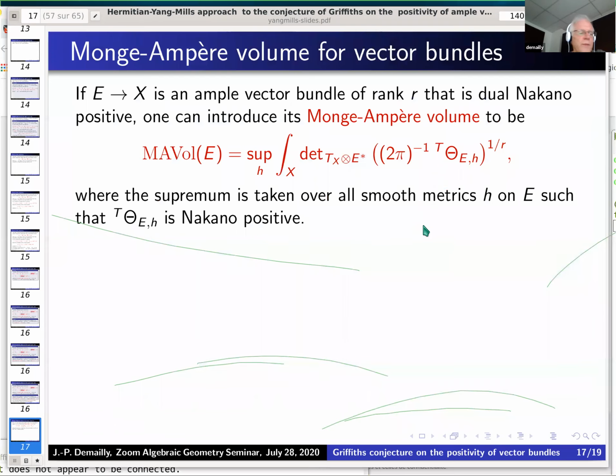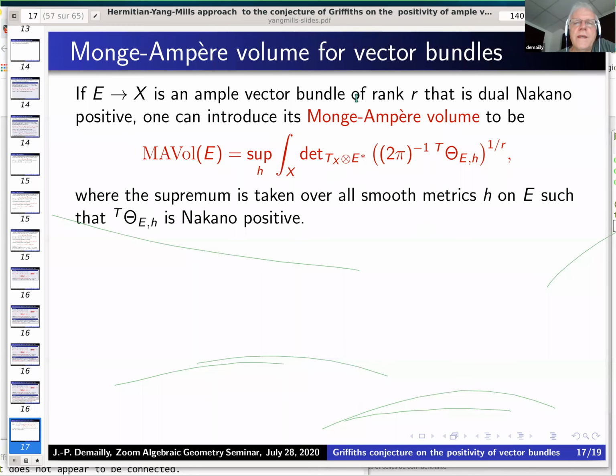Okay, so now I'm coming to a related concept of volume for vector bundles. Of course, for a line bundle, the concept of volume is very important. If you have an ample line bundle, the top power of c1 of the line bundle is a very important constant. It appears in the Riemann-Roch theorem and so on. And of course, it's also related to the solution of the Monge-Ampère equation. It's related to many facts of intersection theory.